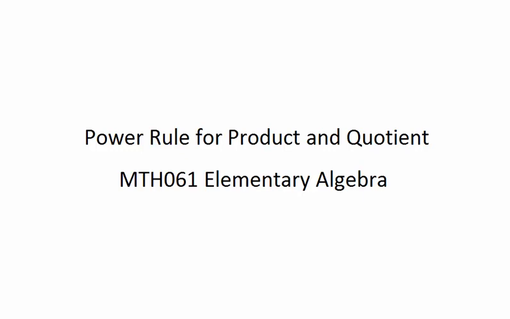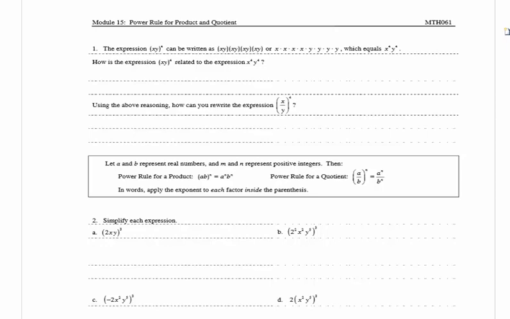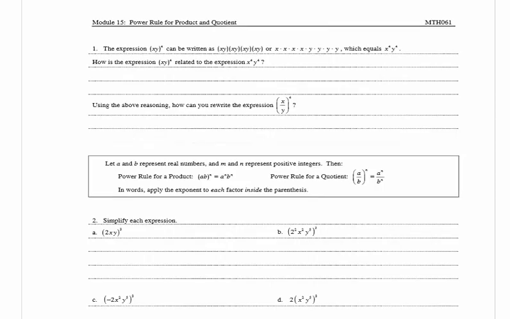In this video, we're going to be looking at the power rule for product and quotient. In 1, it says the expression x times y raised to the fourth can be written as x times y times x times y times x times y times x times y, or x times x times x times x times y times y times y times y, which equals x to the fourth y to the fourth.